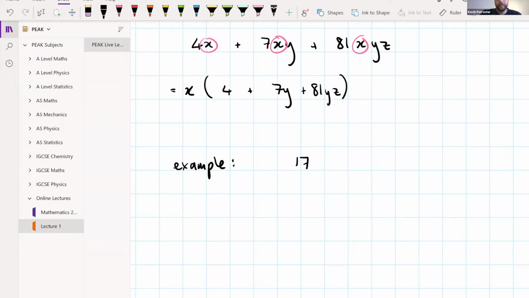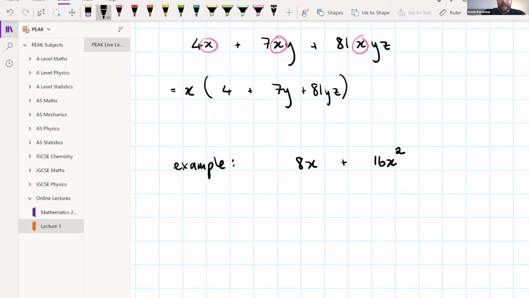Terrible choice of number. 8x plus 16x squared. Okay, so slightly harder example, but let's take a look. What is common between both of these terms? Now this is where knowing what the factors of 16 are becomes really helpful.